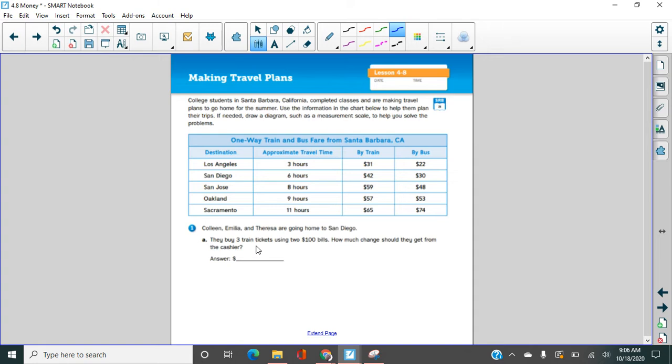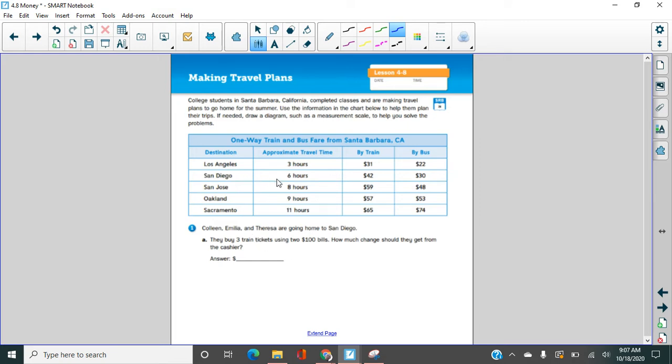So I have to get this in my mind, right? I've got these 3 girls. They're going up to the counter to buy train tickets. They need 3 of them, and they have two $100 bills. So first, we need to know how much the tickets cost. There are 3 of them, and we are going home to San Diego, and we're taking the train.